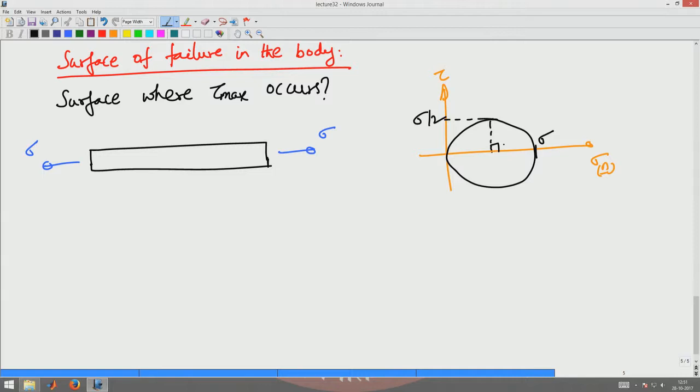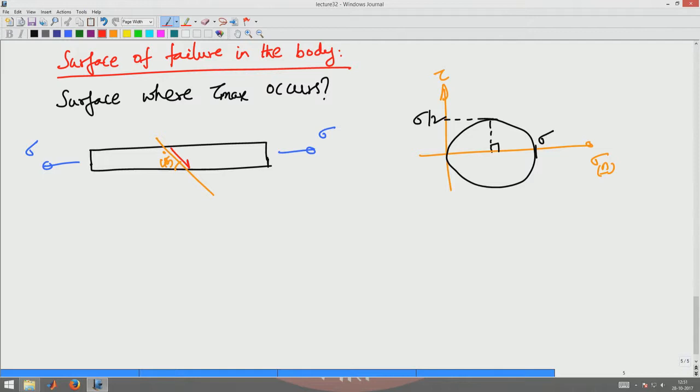That we found also occurs at a 90 degree orientation on the Mohr circle from this plane, which corresponds to a 45 degree rotation. So, basically if I make a 45 degree cut, I know that the shear stress here is maximum. And hence this body will fail by shearing along this region, it will shear off along this region.